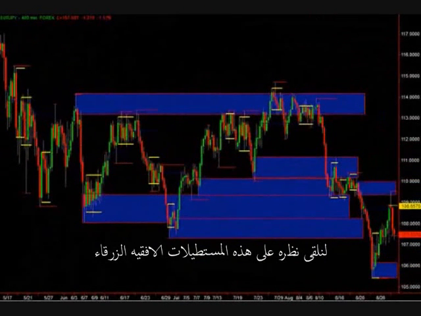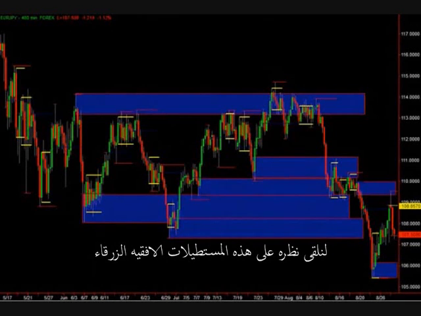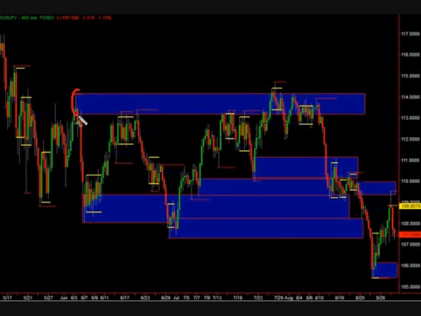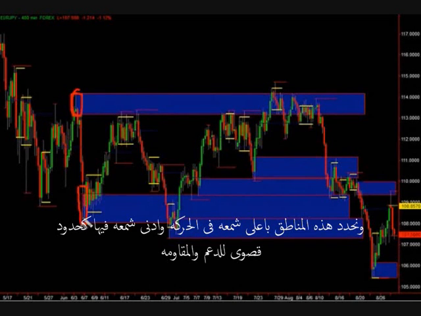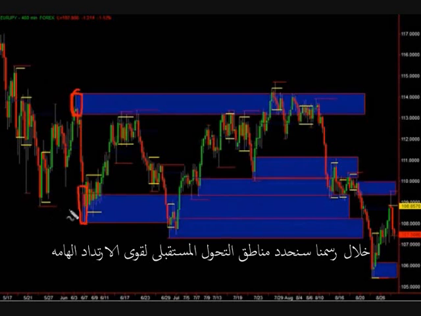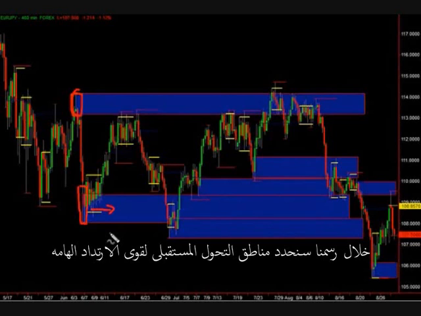Now when that's been done, what we end up with are these horizontal blue box areas, and again all I've done to identify these zones is take the bar at the top of the move and the bar at the bottom of the move as my extreme boundaries of support and resistance. And again, by drawing that zone across the chart, that can help me to identify future zones of interest where the balance of power could shift once again quite dramatically.